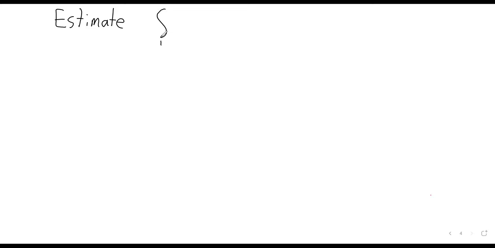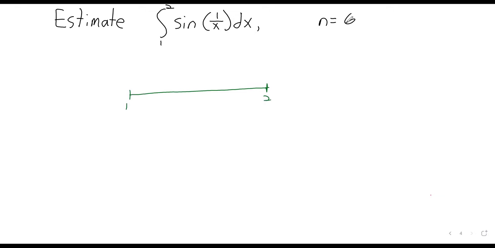Let's estimate the integral from 1 to 2 of the sine of 1 over x, an integral I said we can't take by hand. And let's use n equals 6. So we're going from 1 to 2, and we're letting n be 6. Let's start by finding delta x.